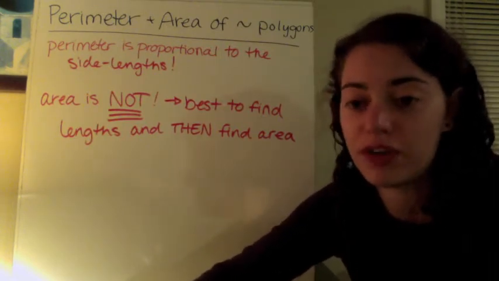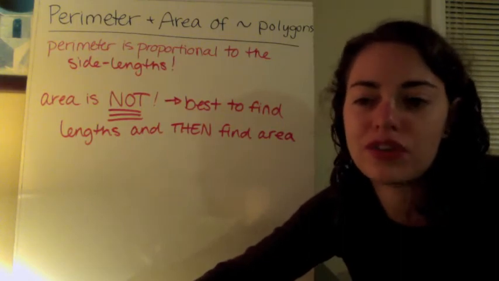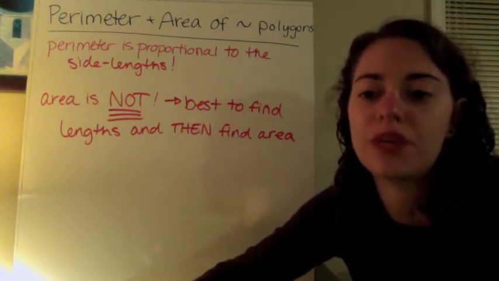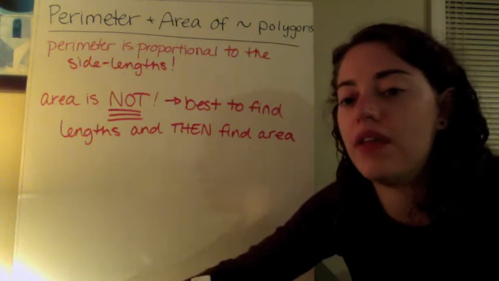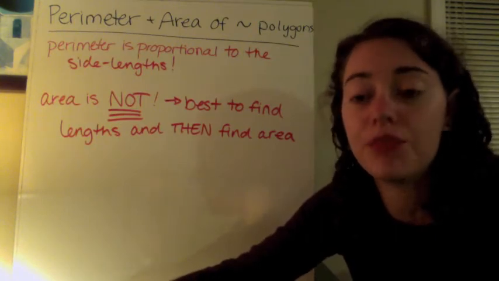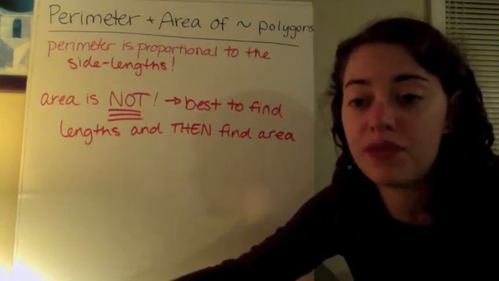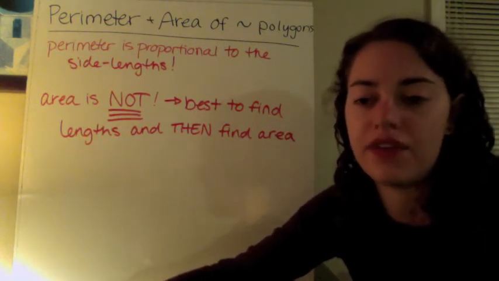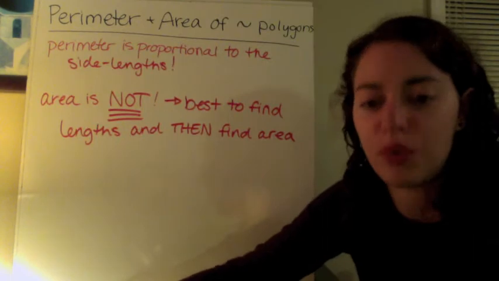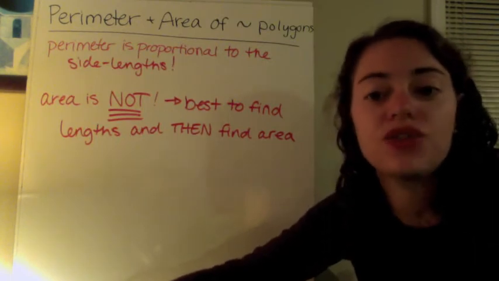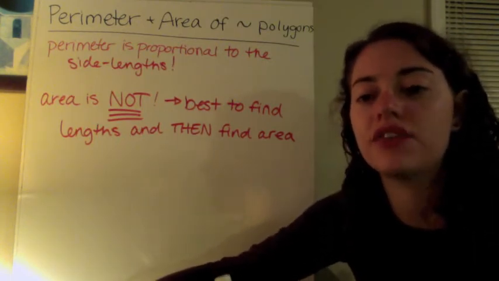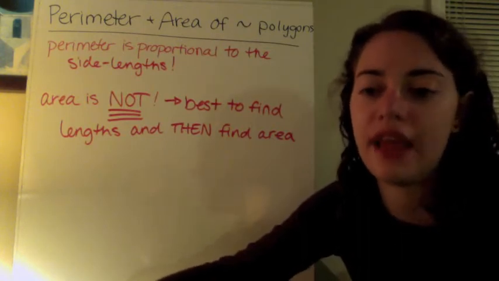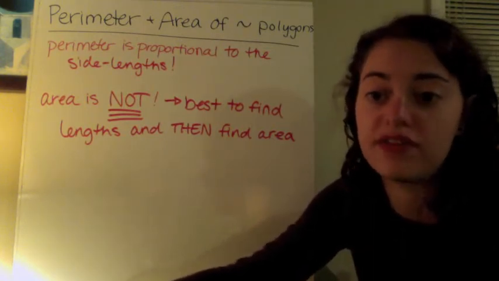It's not proportional. What I mean by proportional is if I have to multiply an object by 2 to get a similar object, I can multiply its perimeter by 2 and get the perimeter of the bigger object. I cannot multiply its area by 2 and get the area of the bigger object. So it's not proportional. My best advice is to find the lengths of the sides of your similar objects and then find the area using the formulas for area of different polygons.